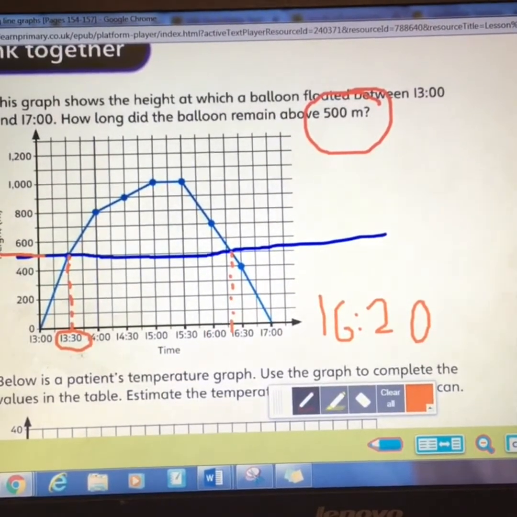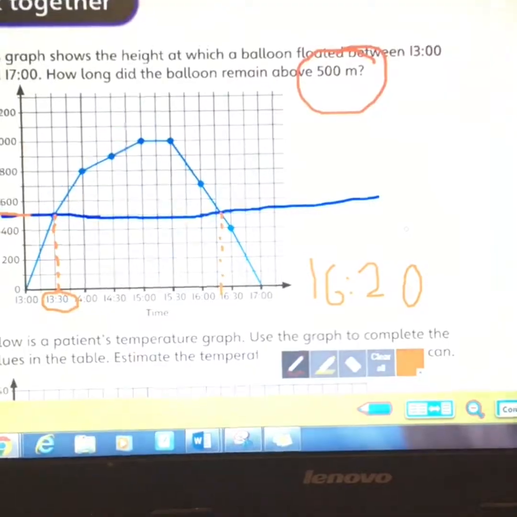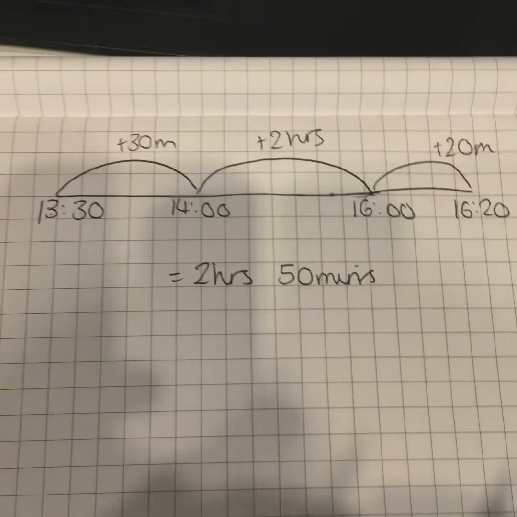So how long did the balloon remain above 500 metres? What's the difference between 1:30 and 4:20? So you could have done this in your head, but I've done it on a number line, just like we were doing the other week when we were looking at time and working out the difference between 2 times. So I've added half an hour to get to 2 o'clock. It's always easy to go to your nearest hour. Then I've added 2 hours on to get to 4 o'clock, or 1600. And then I've added 20 minutes to get to 1620. 2 hours, add 30 minutes, add 20 minutes is 2 hours and 50 minutes.